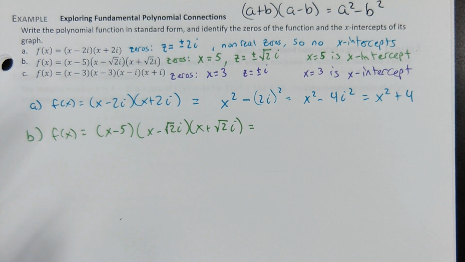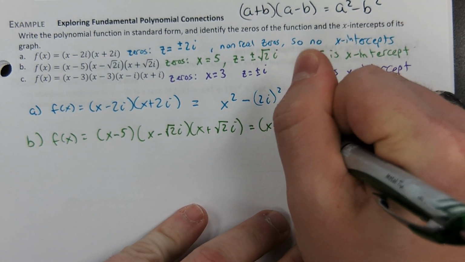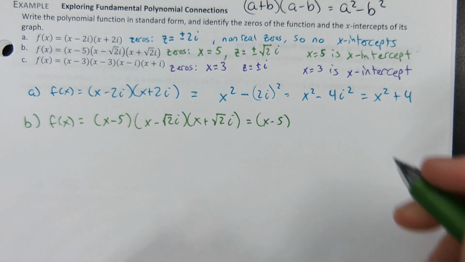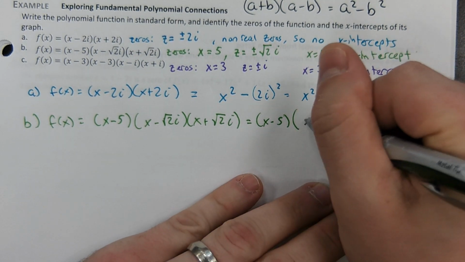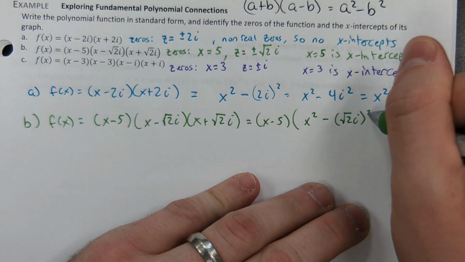Okay, this x minus 5 is coming along for the ride for now. So we're just going to write this x plus 5, but check this out. These are conjugates. Square the front, square the back, put a minus sign in between.